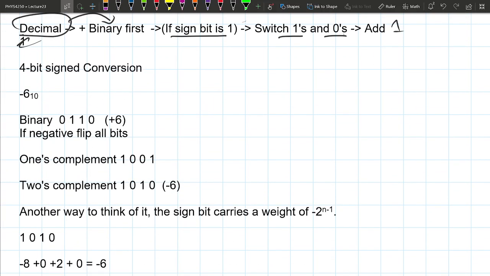So let's do another example where we're converting negative 6. In binary, positive 6 is 1, 1, 0, with a sign bit of 0. We flip everything, so all the 1s become 0, and all the 0s become 1. And then you add 1 to it. Adding this 1 gives you a carry in the 2's place. You still have to add that properly.